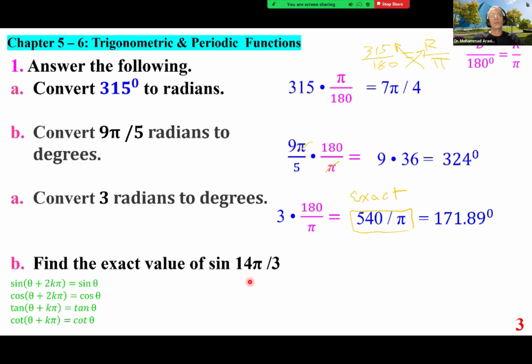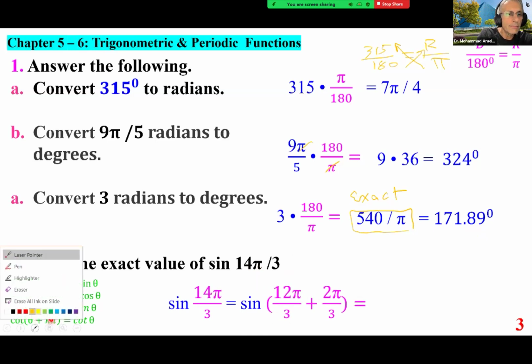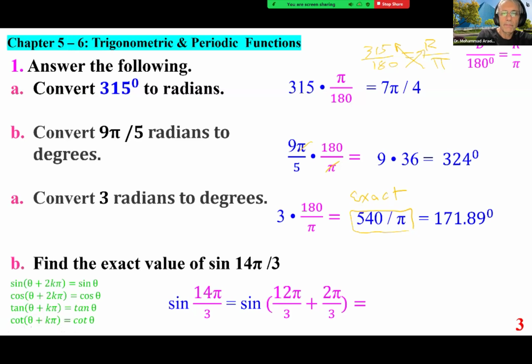So notice 14 pi over 3 is 12 pi over 3 plus 2 pi over 3. The reason we go 12 pi over 3 is because this is multiples of 2 pi, that's 4 pi. And therefore, this is the same as 2 pi over 3. So sine of 2 pi over 3.